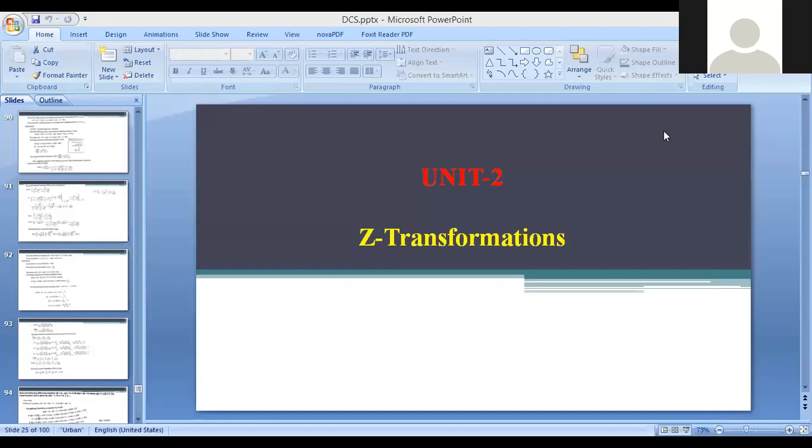So we are still in the second unit. The unit of the second is the transfer. Z-transform. Okay. We are in the topic of solving the difference equation using Z transformation. Solving the difference equation using the Z transformation.